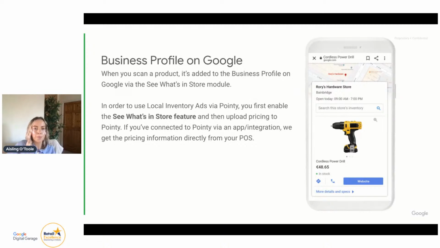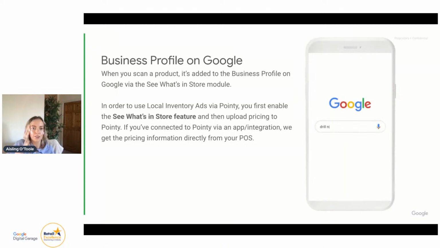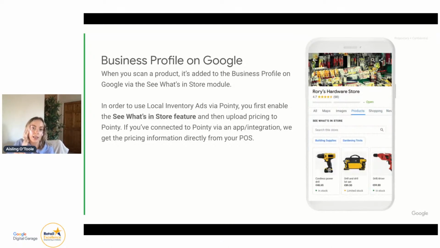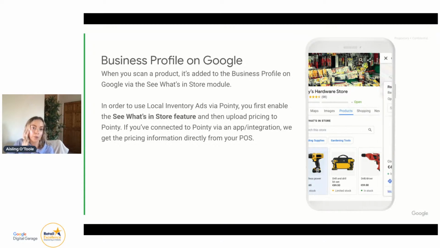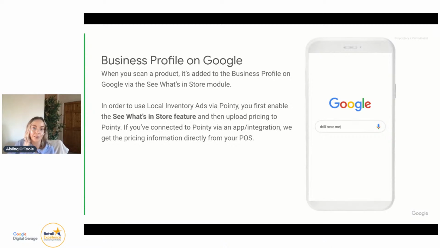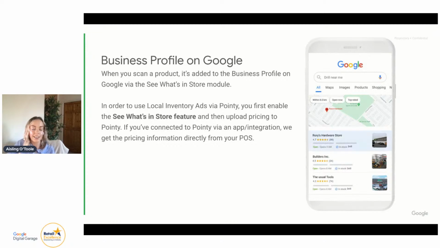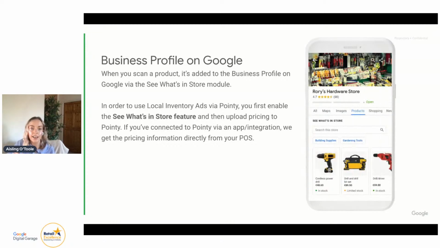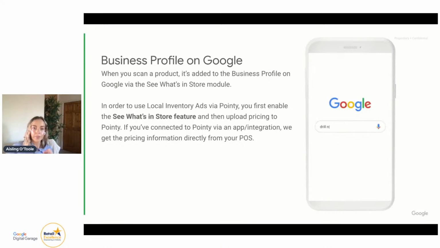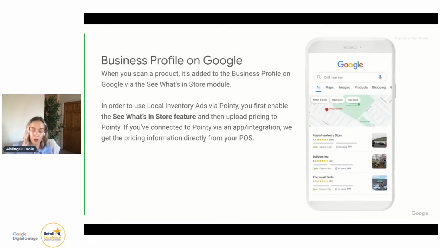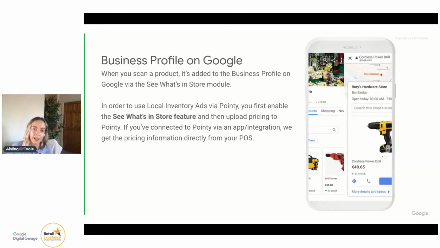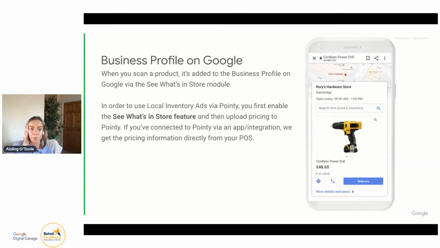Just to mention, I said briefly about the linking to Google in the spreadsheet upload step. This is actually part of a feature called See What's in Store that comes with the core Pointy service. See What's in Store is also launching very soon in Ireland, and we're really excited to bring this feature here. As you can see on the screen now, when someone searches for a product or a store near them, they then see the business profile on Google. And with See What's in Store, you can actually display your in-store products right there on your business profile.